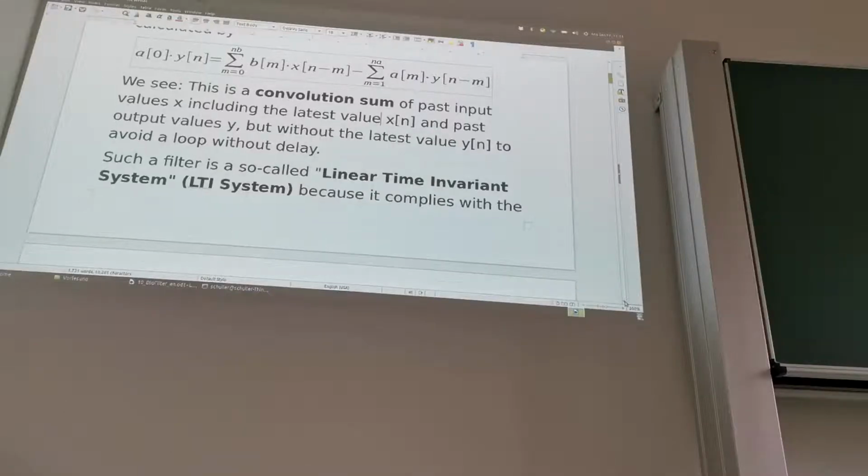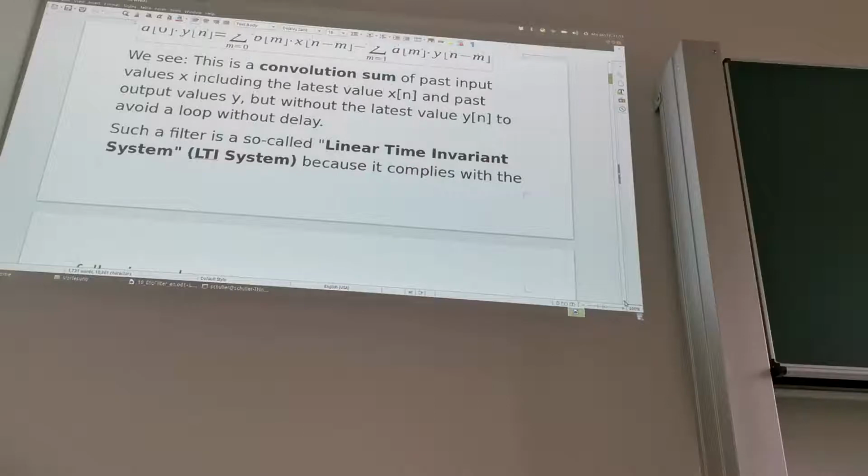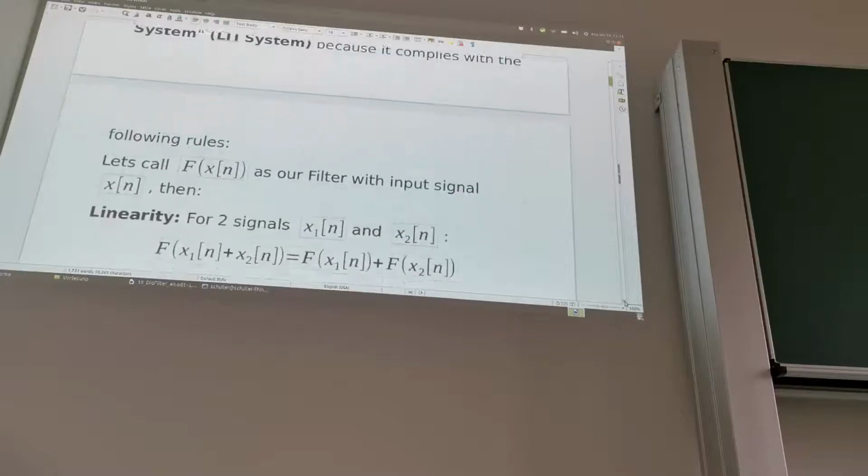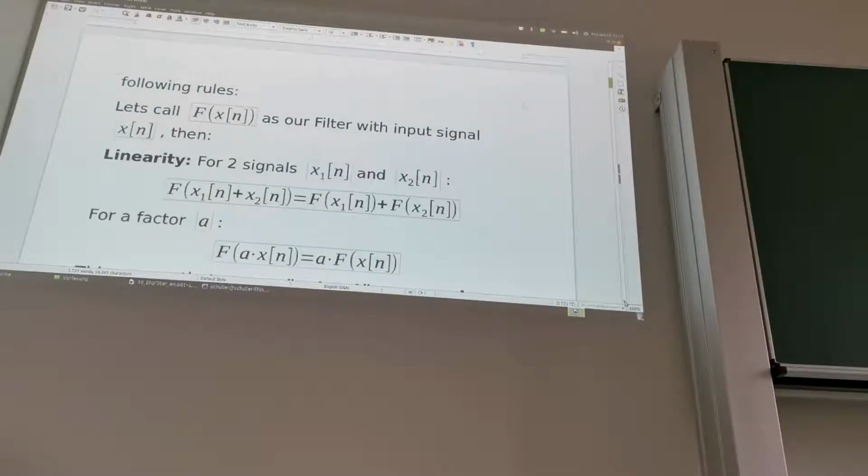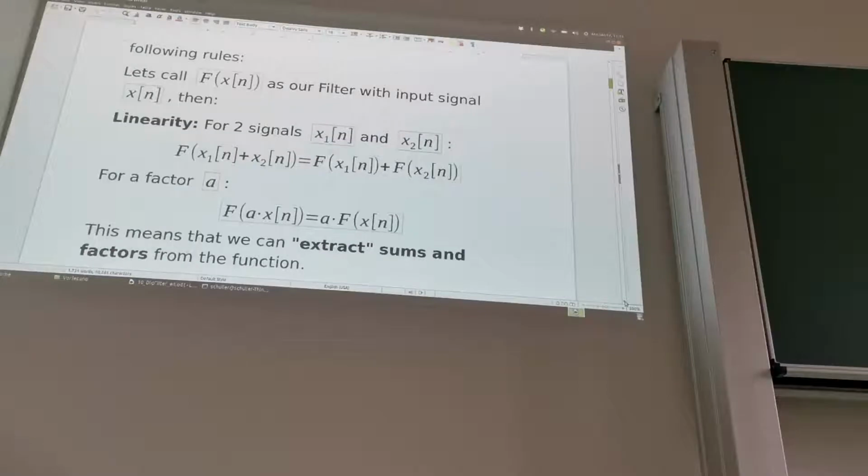And such a filter has a name. It's called Linear Time Invariant System, or short LTI system. And it's because it complies with the linearity and time invariance rules. So these rules are as follows. We have some linear time invariant function f. So f should be now some abstract function, a function of a sequence. So this f might be our L filter function.